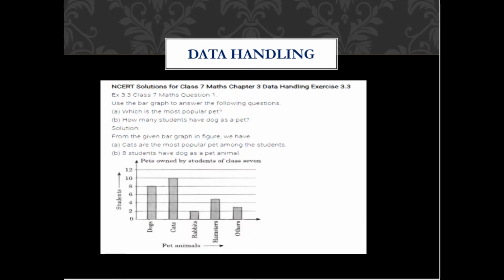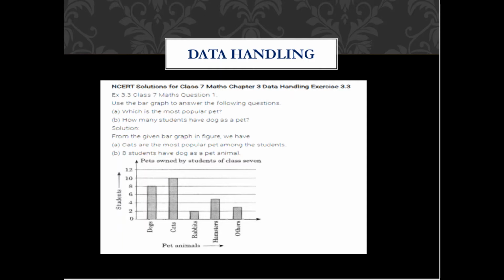We'll be drawing these graphs along with the exercise questions. Let's move to question number 1. Use the bar graph to answer the following questions. We have been provided the graph in the question. Pets owned by the students of class 7. Number of students are displayed on the y-axis and pets, that is dog, cat, etc., are displayed on the x-axis. The question is, which is the most popular pet? We have to look at the bar with the longest height, that is given by cats. So cats is the most popular pet among the students.